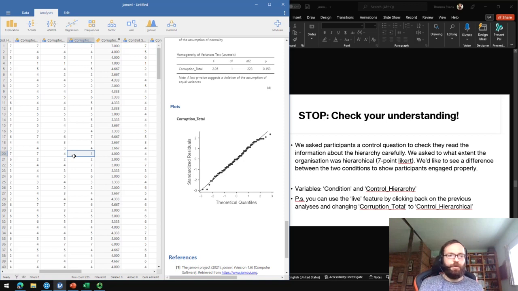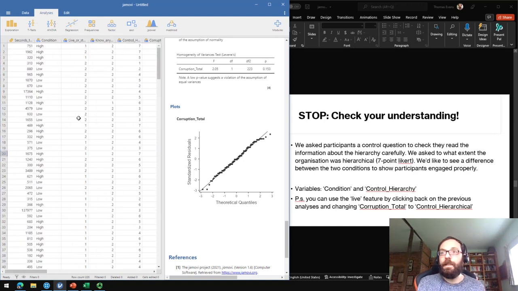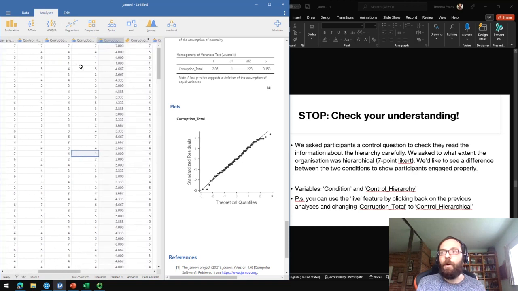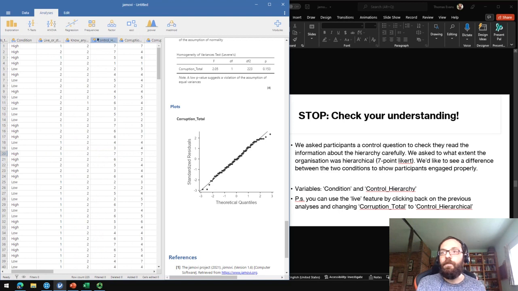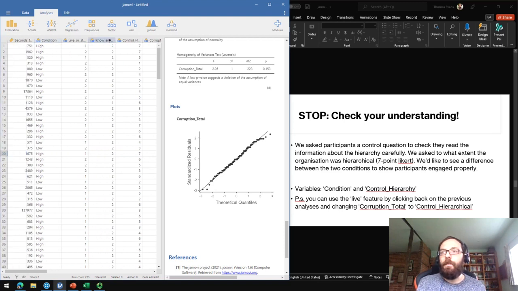For those who need a few suggestion points and notes, the variables of interest are condition, which is obviously our second variable, and our control underscore hierarchy variable, which is our fifth variable, and you can see it is on a 7-point Likert. So I'll give you a second just to pause the video, go and have a play around and see if you can see whether there are condition-based, group-based differences on this outcome.